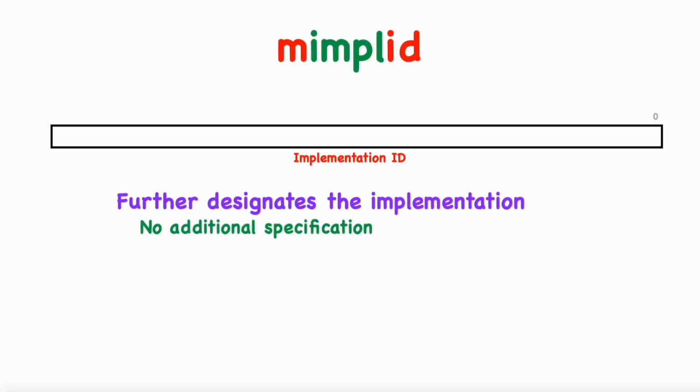Next, we have another read-only register called implementation ID. This would give additional information about the chip's implementation. The RISC-V spec doesn't say anything about how this register might be used.